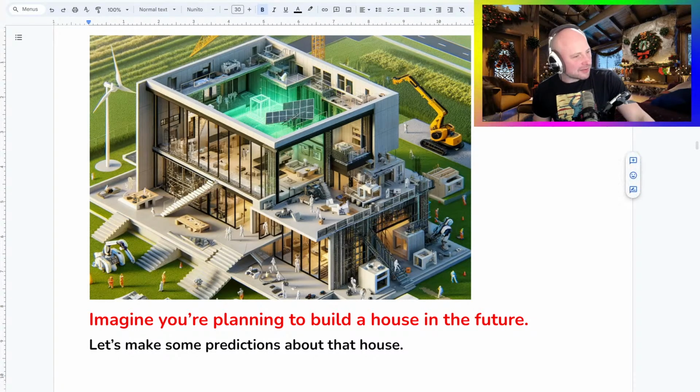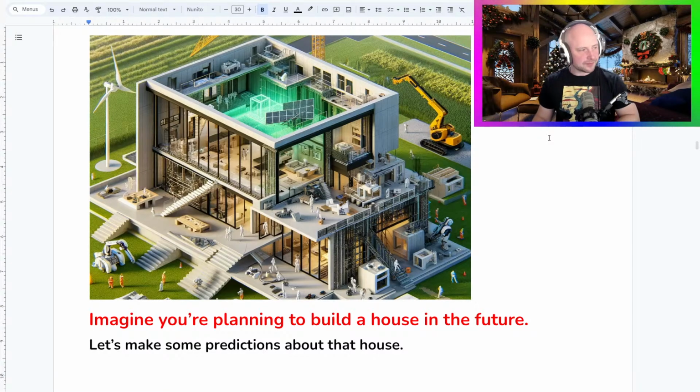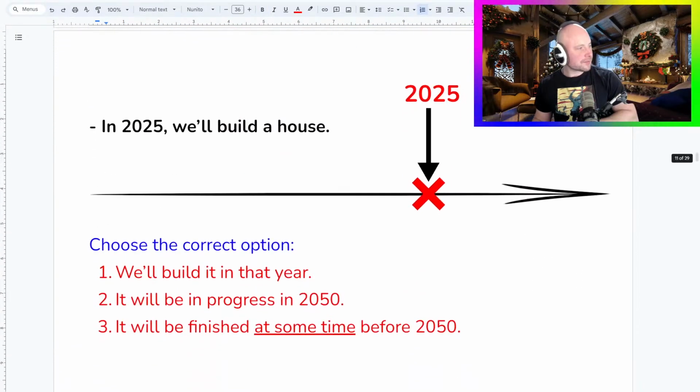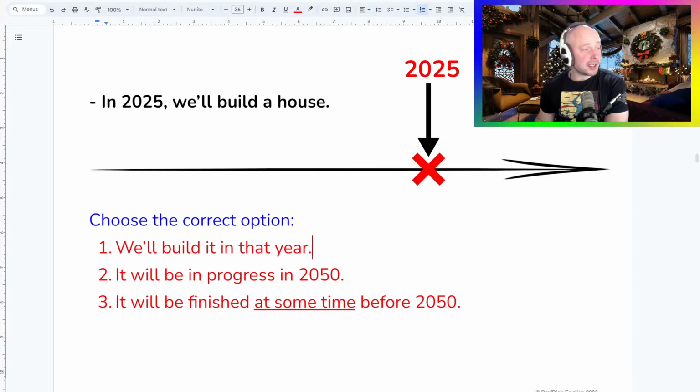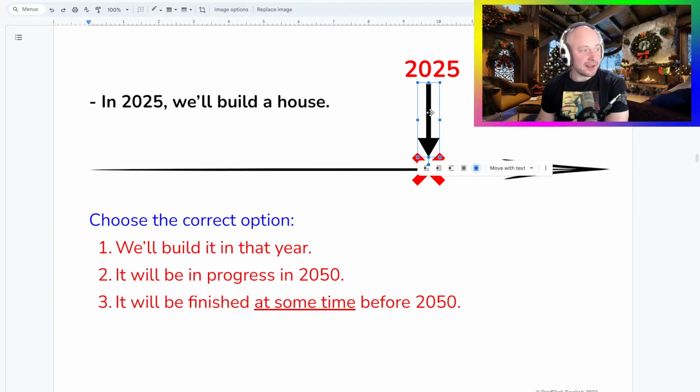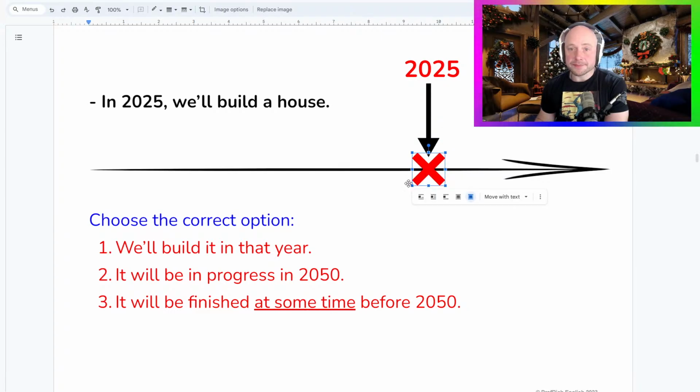So here's a house, a future house. Let's make some predictions about that house. Here's a prediction about that house. In 2025, we'll build a house. You can see here my graphical representation of that. 2025, which is here. And this is the event, we'll build a house.